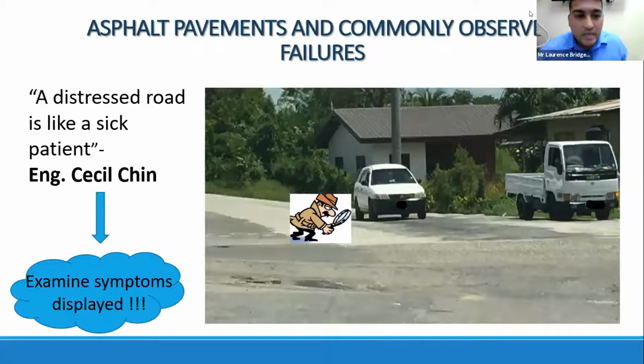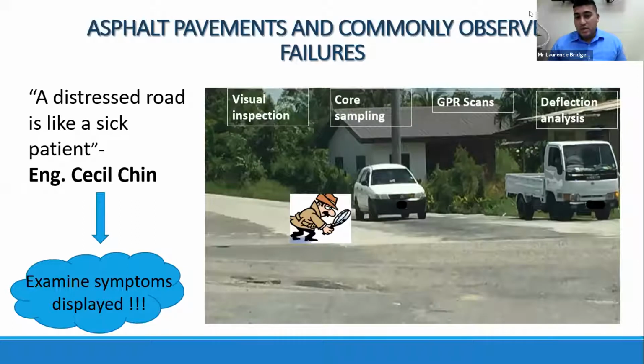So as we investigate some of the commonly observed distresses and failures with our local pavements, I just want to highlight this slide, which identifies an approach that I have adopted in my practice from one of my industry mentors, Mr. Cecil Chin. Basically, it identifies that a distressed road is like a sick patient. Essentially, pavement practitioners need to examine the symptoms displayed by this infrastructure. This can be done through visual inspection to determine how the pavement presents itself, as well as, for in-depth analysis, core sampling, GPR scans, and deflection analysis.